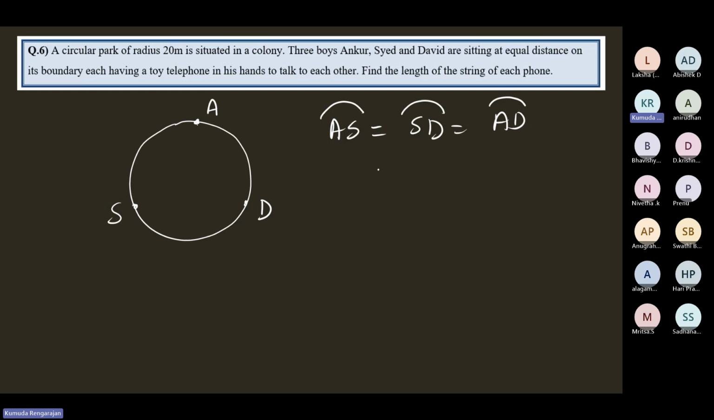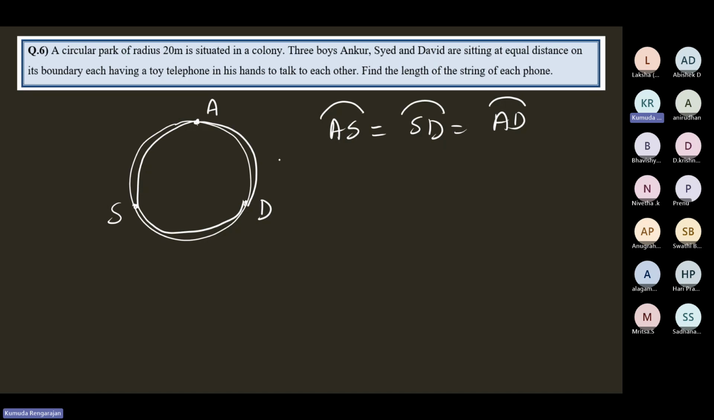Like supposing the circumference of the circle, for example, is 30, then the length of the arc AS is 10, the length of the arc SD is 10, and the length of the arc AD is 10. So 10, 10, 10, 30. Length of arc AS is equal to length of arc SD is equal to length of arc AD. And they're having a toy telephone in their hands to talk to each other. Now we need to find the length of the string of each phone.